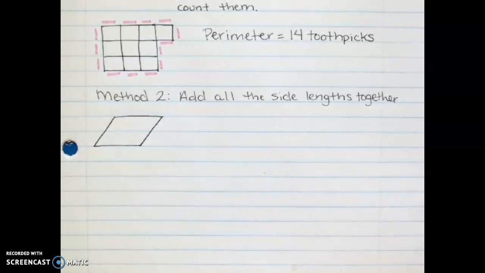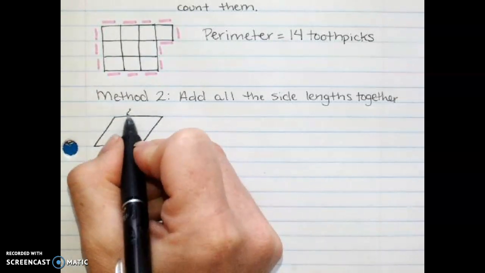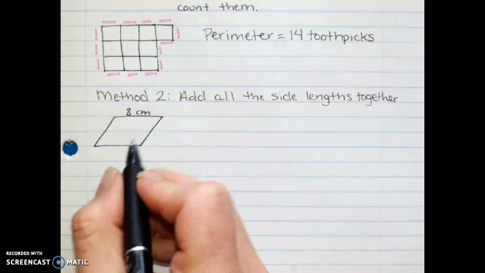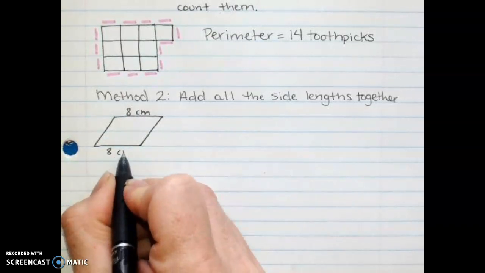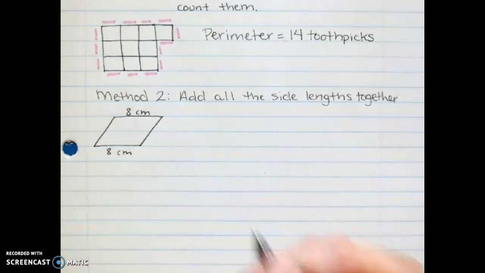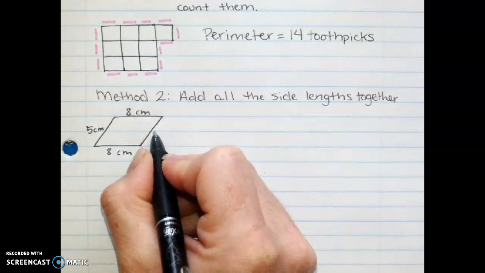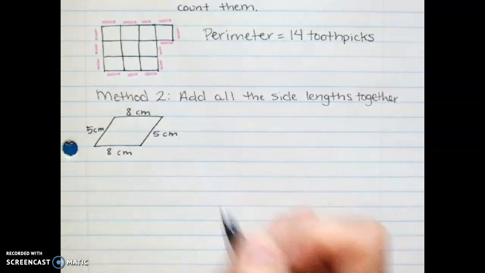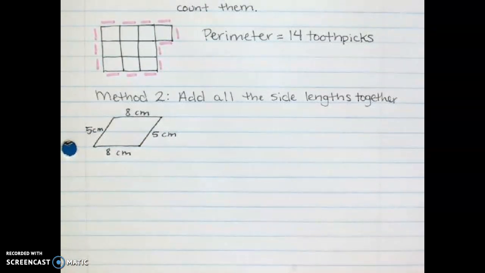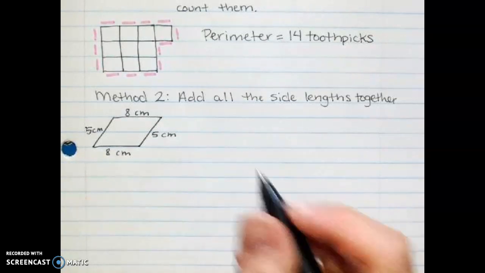The measurements for this parallelogram are 8 centimeters along the top, 8 centimeters along the bottom, 5 centimeters on the left, and 5 centimeters on the right. To find the perimeter of this parallelogram, we simply need to add all the side lengths together.